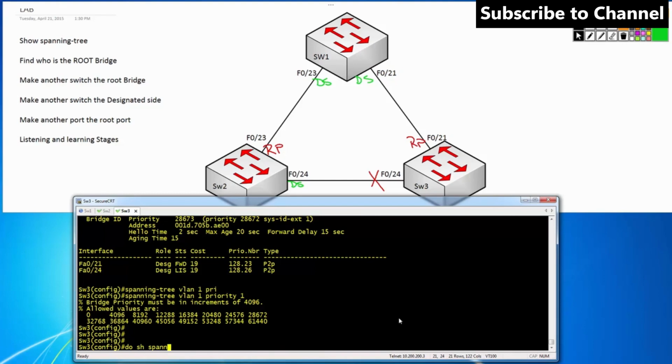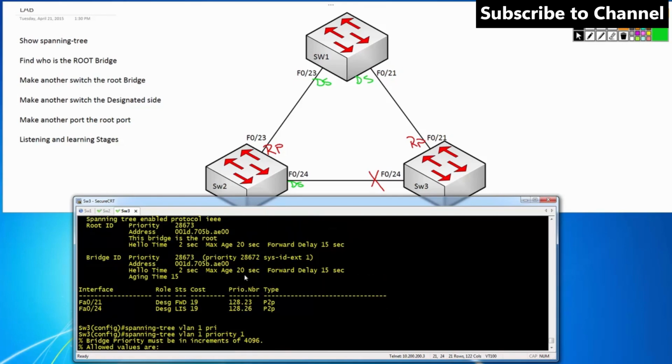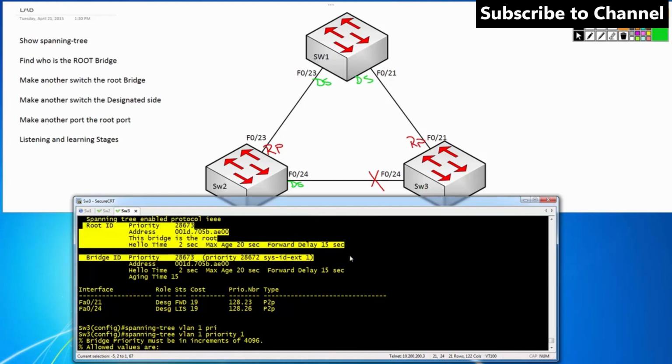So we found out how to find the root bridge. Okay, we know who the root bridge is by doing a show spanning-tree. That gives us the root information right up here. We found the way to get to the root bridge by following the root port. We found the way of making another port a root port by changing the cost, making it a worse cost or a better cost than another root port.